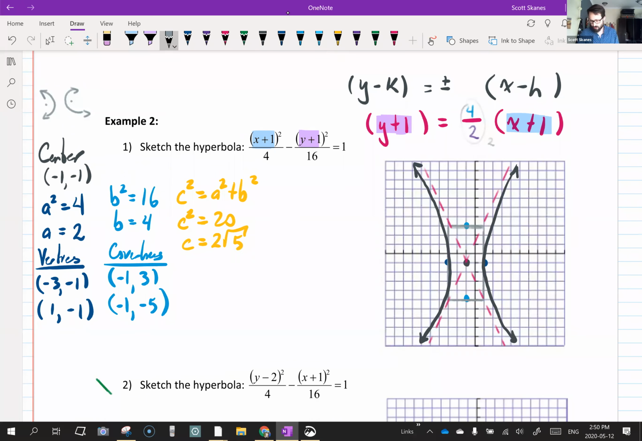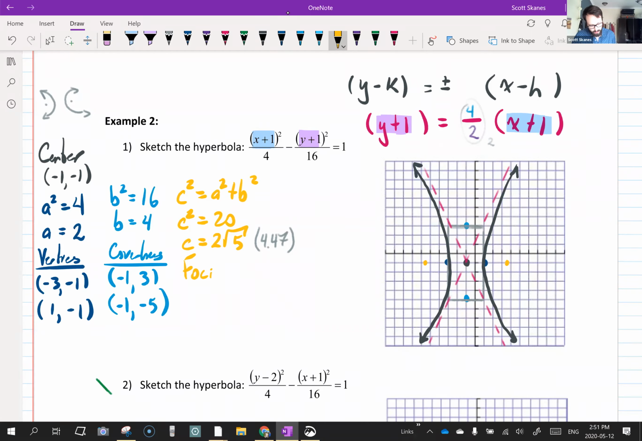Or in other words, what's 2 root 5, just so we can get to the decimal later. 2 root 5 is 4.47. So let me draw that on my drawing here. I've got to go left by 4.47 here. So from the center, 1, 2, 3, 4.5 or so. Okay, I'm going left and right by that from the center. Not 0, 0, but from the center.